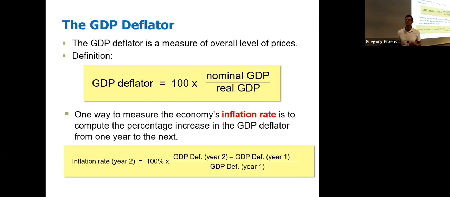That's a subtle but important distinction, right? When we say the inflation rate in the US economy is 2%, what are we saying? That prices of most goods and services are rising by about 2% per year.